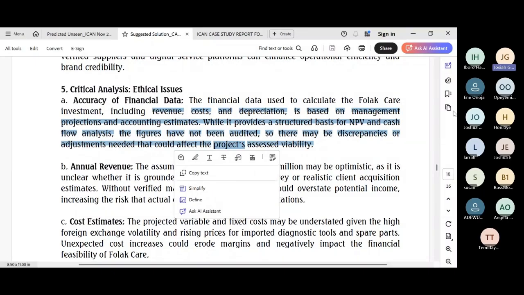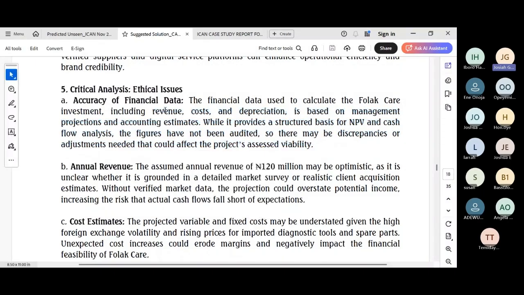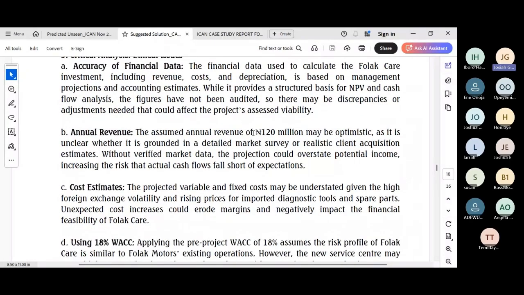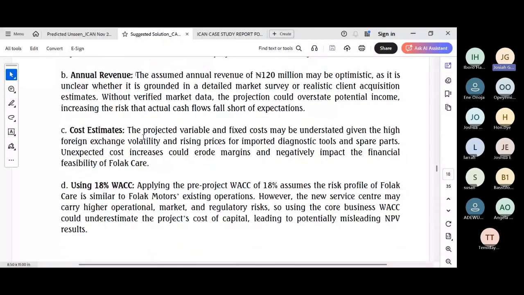Who knows? So that's where you display your professional skepticism or ethical issue. The annual revenue also, it is assumed that 120 million may be optimistic, as it's unclear whether it's grounded in a detailed market survey or realistic client acquisition estimate. So we should be skeptical about this and bring it under this parameter or this header. Cost estimate also, the projected variable and fixed cost may be understated given the high forex volatility and rising price. So this is an ethical or critical issue.